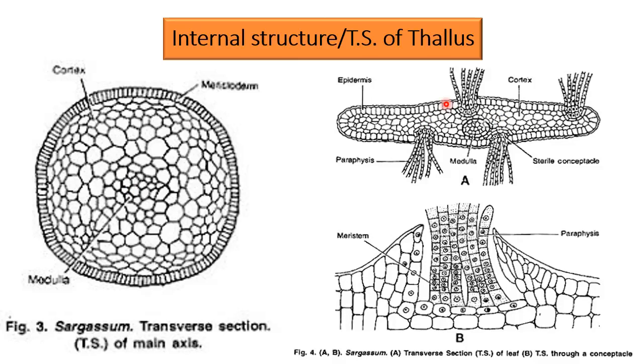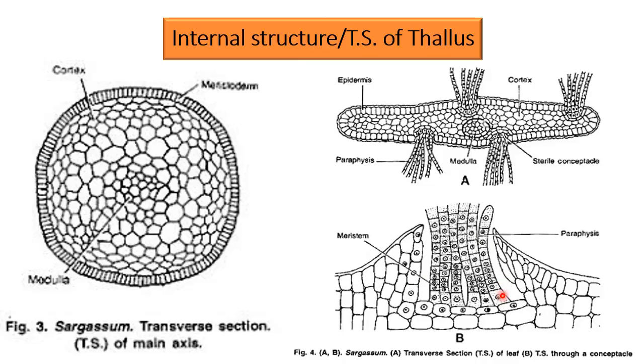Here you can see the TS of leaf. It is flat and differentiated into outer meristoderm. This is called meristoderm. Middle cortex. This region is cortex. And inner medulla, like the main axis. The medulla is round and present in the middle region on both surfaces of the leaf. This is the outer surface, this is the inner surface, and on both surfaces of the leaf there are many sterile conceptacles, the cryptostomata.